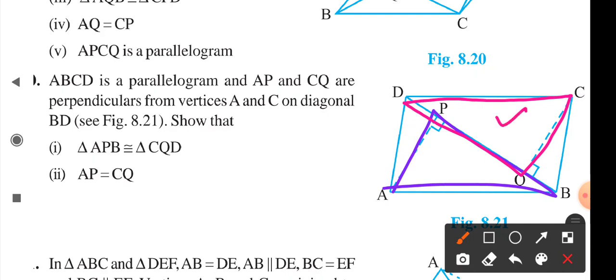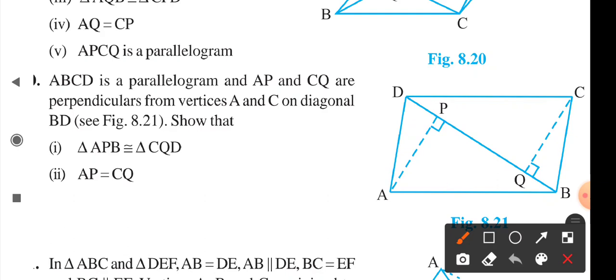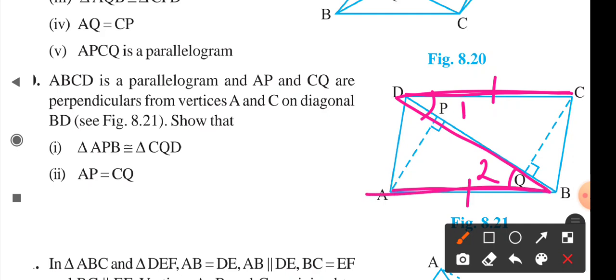If you have to make these two triangles congruent, you have to make three things equal. First, AB equal to DC. Why? Because these are the opposite sides of the parallelogram. The second thing is angle 1 and angle 2. Both are equal because these are alternate interior angles. And the third is angle 3 equal to angle 4. Why? Because both are 90 degrees.